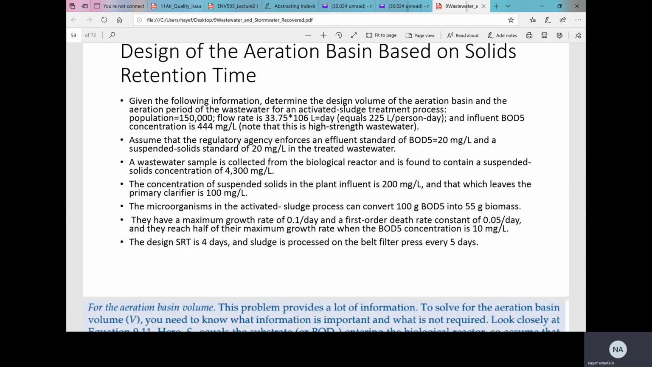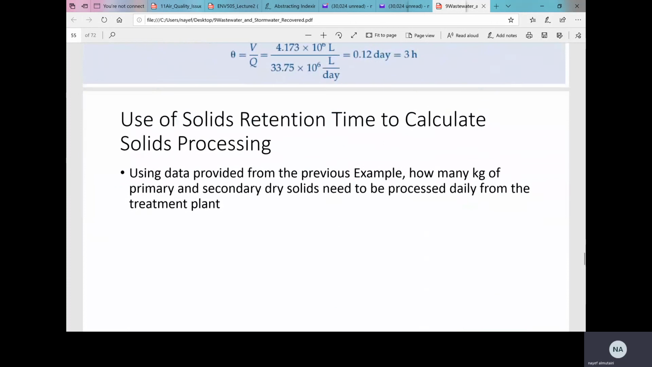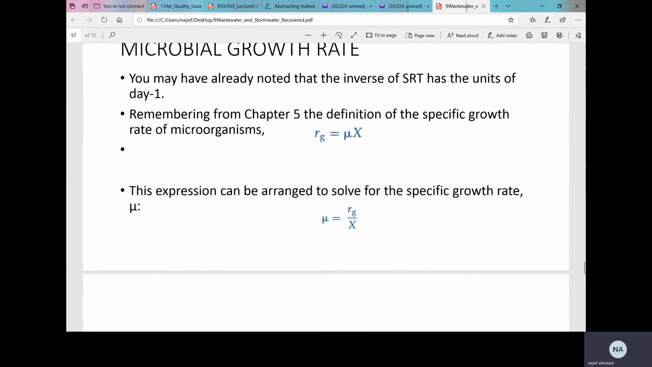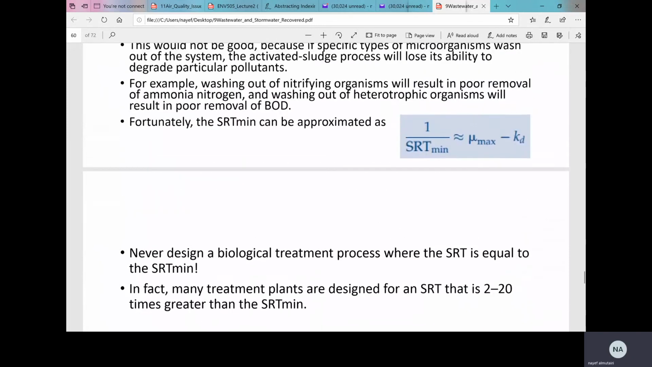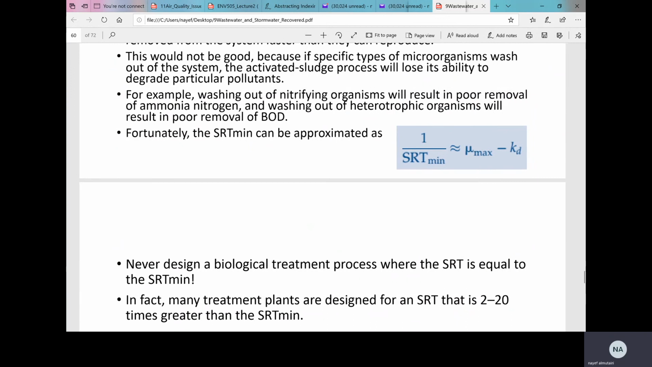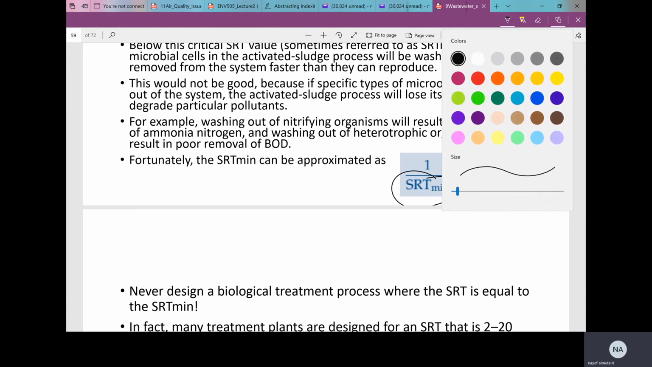Okay, you have to understand this example. Very important example. This example is very important. Of course, for every reactor, there is a solid retention time minimum. You cannot go below. So you have to understand this equation.